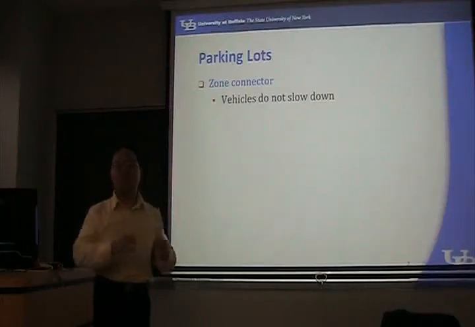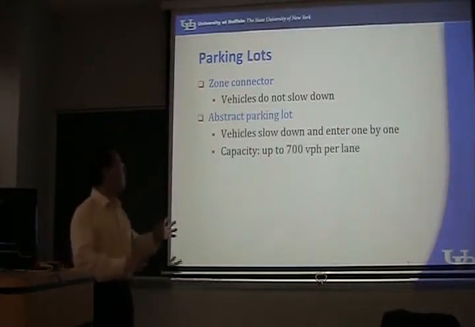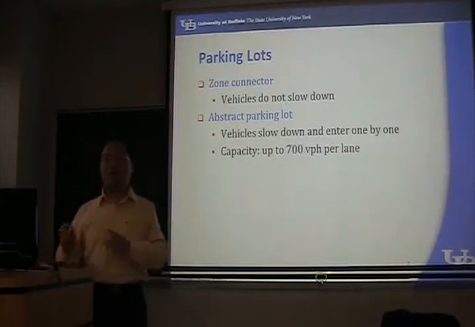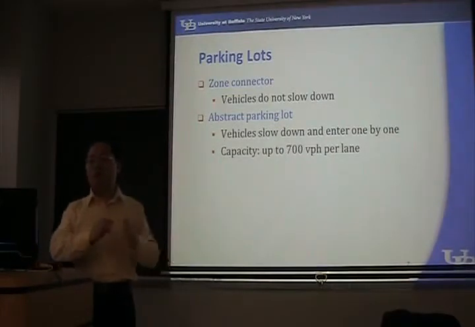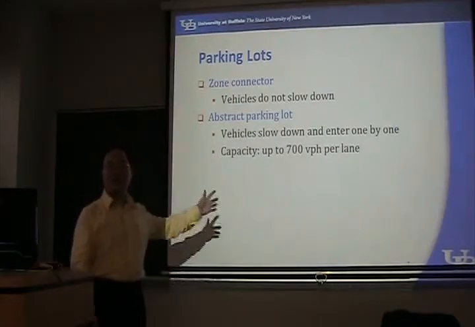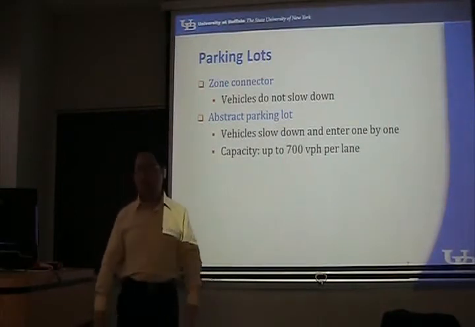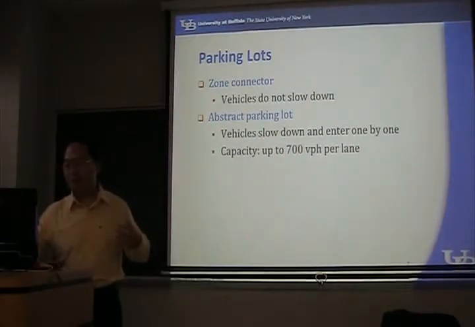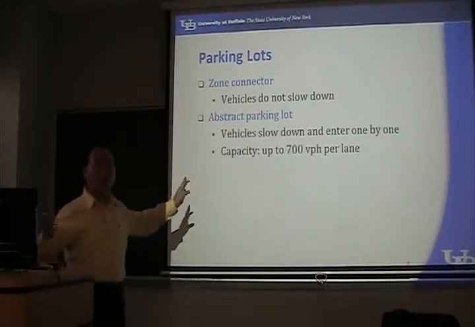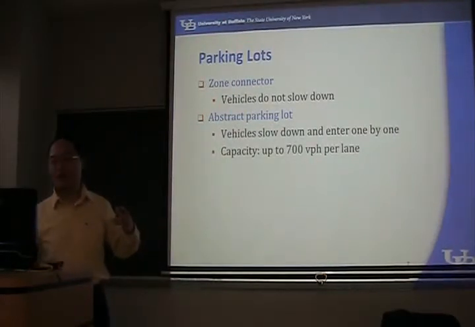Parking lot that vehicles do not slow down when approaching it. The second type is called abstract parking lot. For the abstract parking lots, vehicles, when approaching them, will slow down, and they will enter one by one. So the capacity of these abstract parking lots is limited. It's almost 700 vehicles per lane. So the vehicles will slow down, enter one by one. And these are the two types of parking lot you want to use in DTA today.